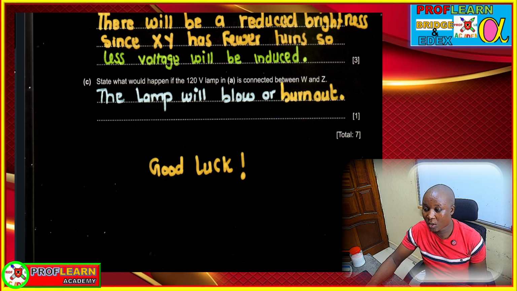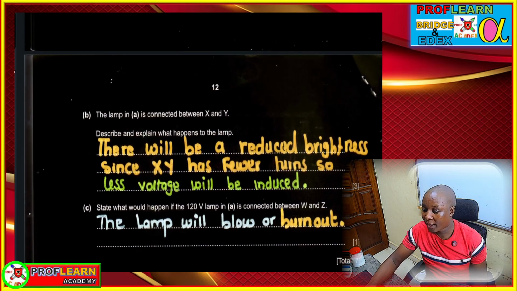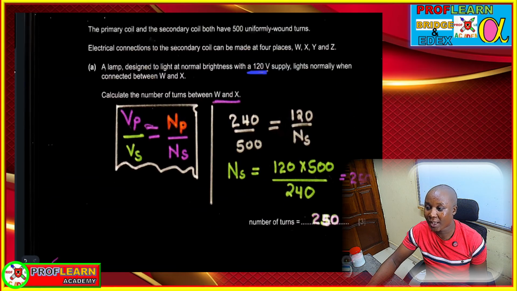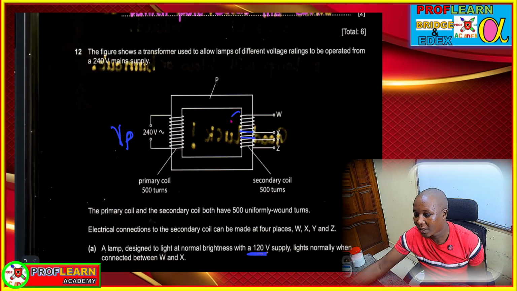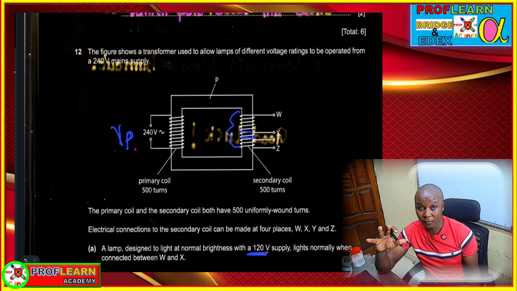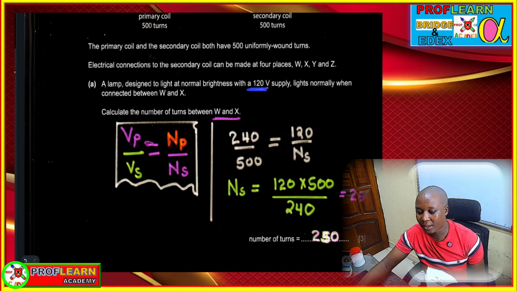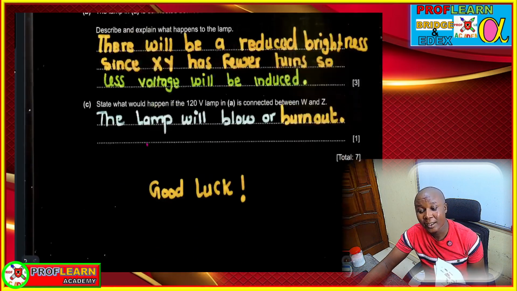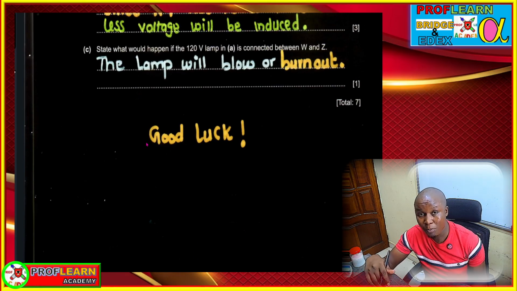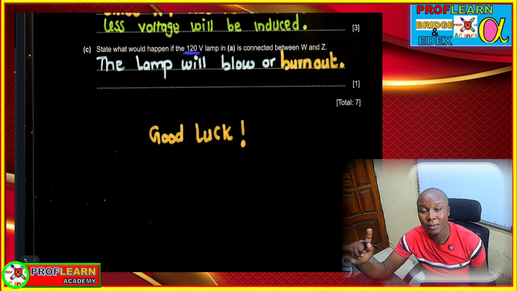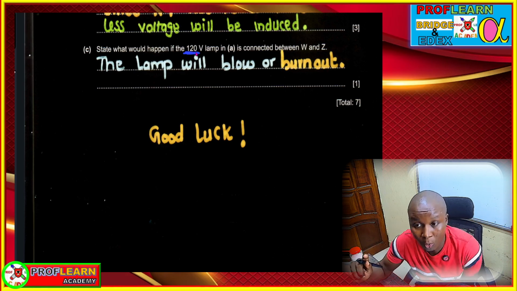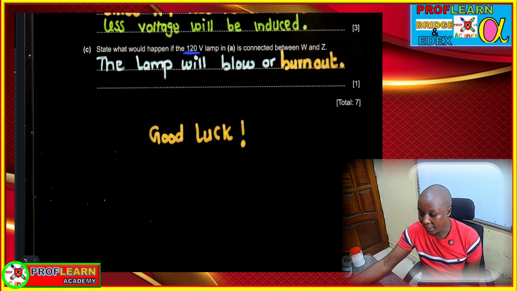Then we are supposed to state what will happen to the lamp if connected to WZ. Let's see what's happening in WZ. The number of turns is going to be 500. If they are 500 and we also have 500 in the primary, we are going to have the same EMF of 240. So if the lamp is operating at 120 and you connect it to 240, it means this lamp is going to blow.